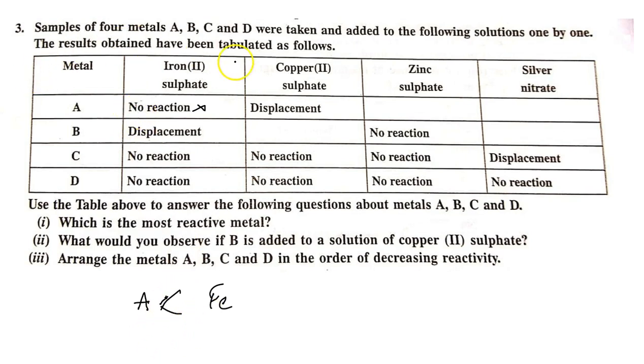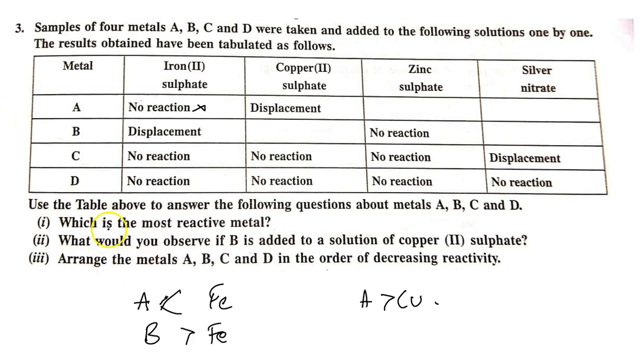Now, A is displacing copper from copper sulfate. That means A is more reactive than copper, right? So this way you have to see the data whichever is being given and compare the reactivity. Now in the same way, if you talk about B, it should have been more reactive than iron, isn't it? B is more reactive than iron. That's why you are observing this displacement. What about C and D? C and D are actually less reactive than iron. That's why they are not able to cause displacement.